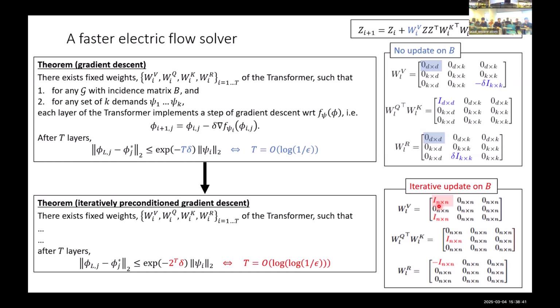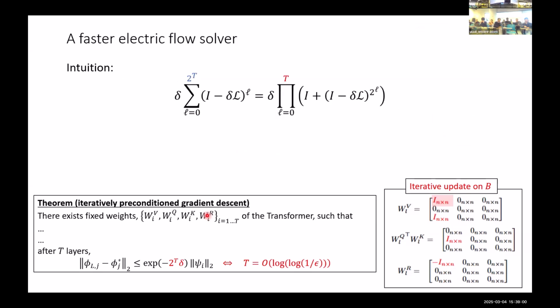Also, another disclaimer is that the setup for the iterative preconditioned gradient descent is a bit different from the gradient descent setup in terms of how we format the input. You input the Laplacian instead of the instance matrix, but I won't go into that detail. And here's the key intuition behind the proof.